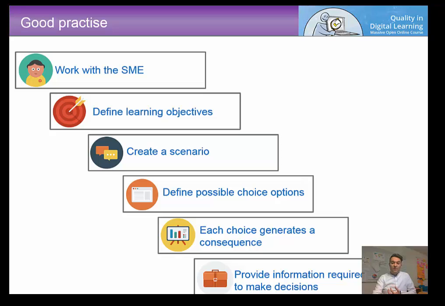Then you define possible choice options for each critical decision, and each of these choices generates a consequence, and you provide detailed feedback for each of these consequences. And provide learners with the information required to make these decisions, which I symbolize here with a suitcase. It is important that they have this information, otherwise it will lead to frustration, obviously.